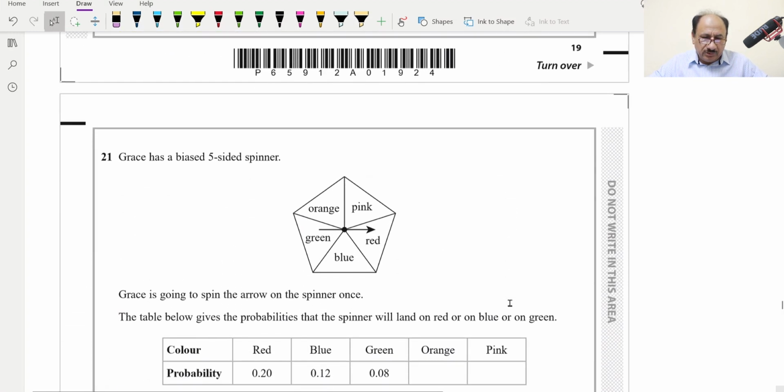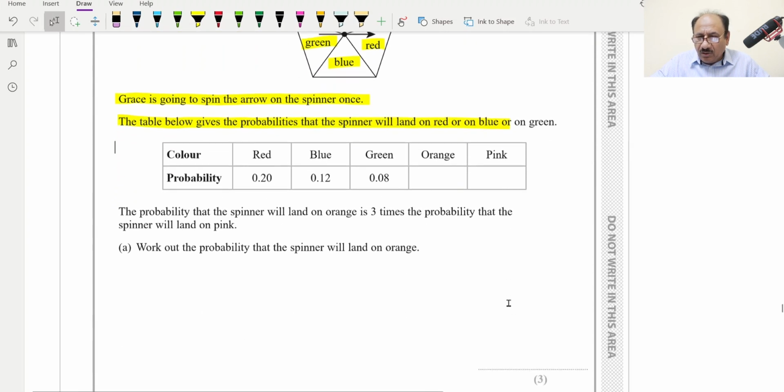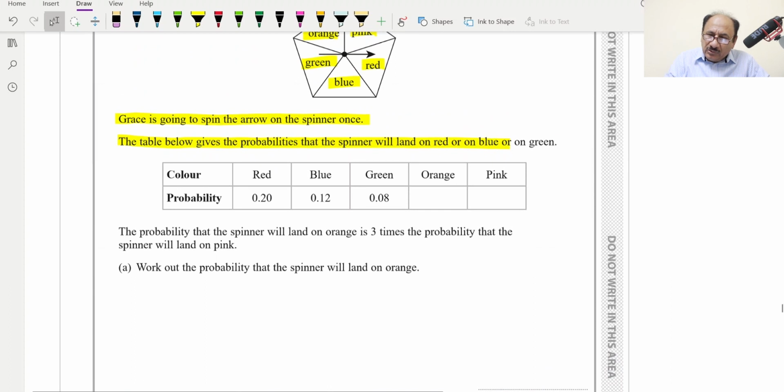Hopefully you understood this. Now question number 21. Question 21 says Grace has a biased 5-sided spinner. So these are the colors, basically orange, pink, red, green, and blue. These are sides. So Grace is going to spin the arrow on the spinner once. The table below gives the probabilities that the spinner will land on red or blue or on green. So these are the given probabilities.